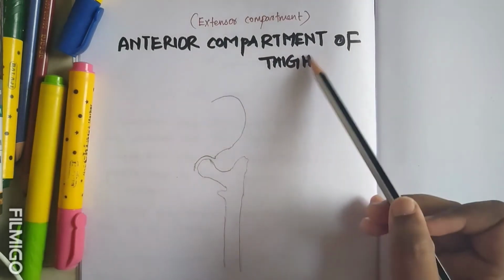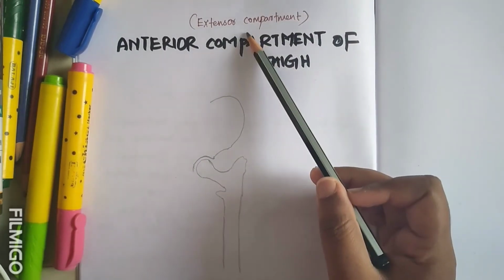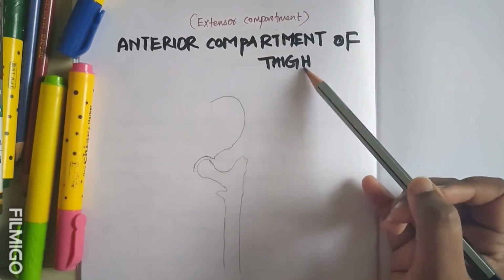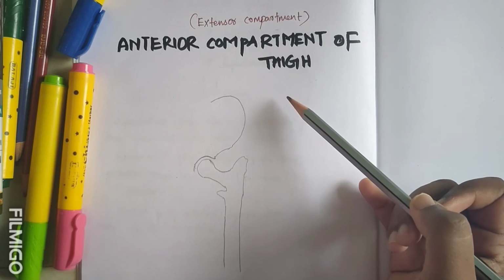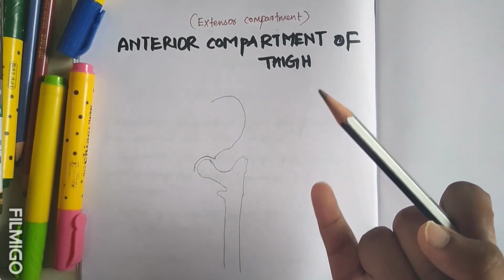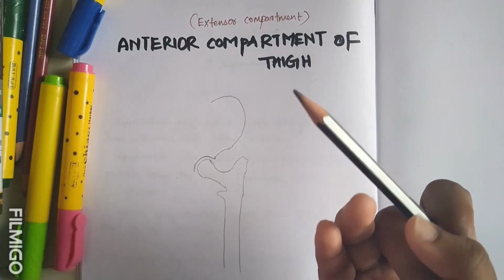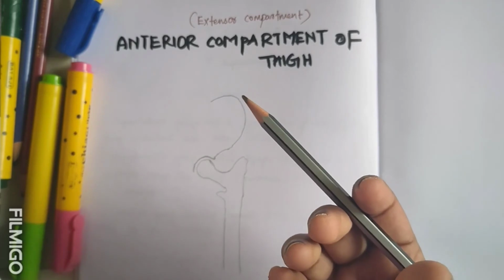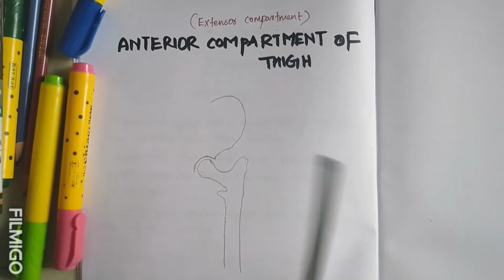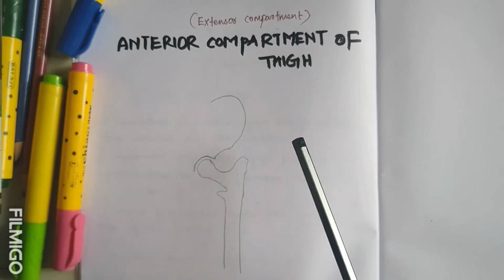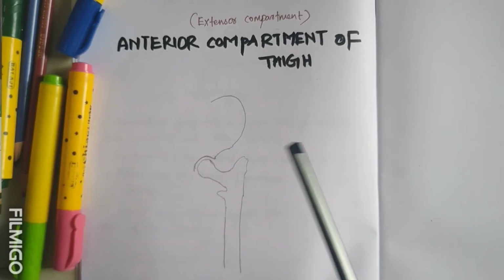Anterior compartment of thigh is also called extensor compartment. In the anterior compartment of thigh we have the muscles sartorius, vastus medialis, vastus lateralis, vastus intermedius, and rectus femoris. In this video we are going to see the origin and insertion of these muscles and the nerve supply.